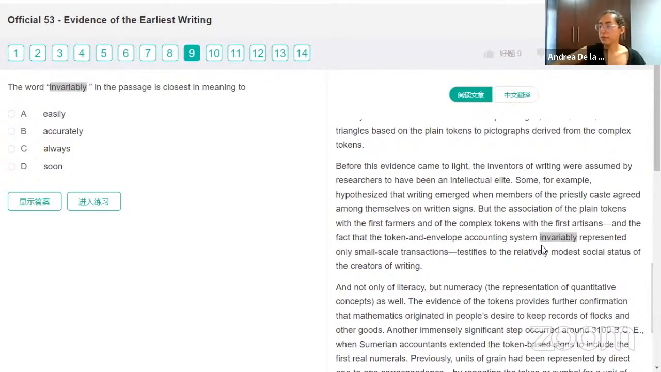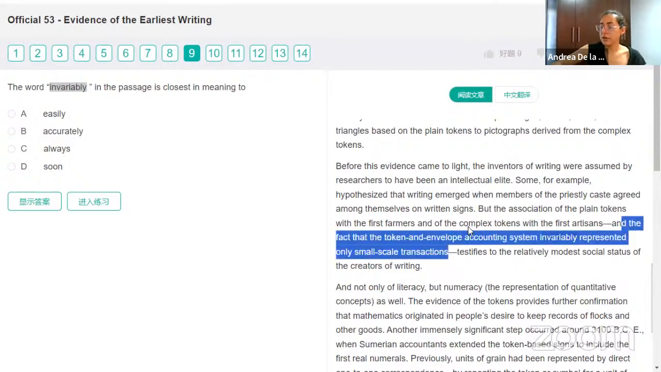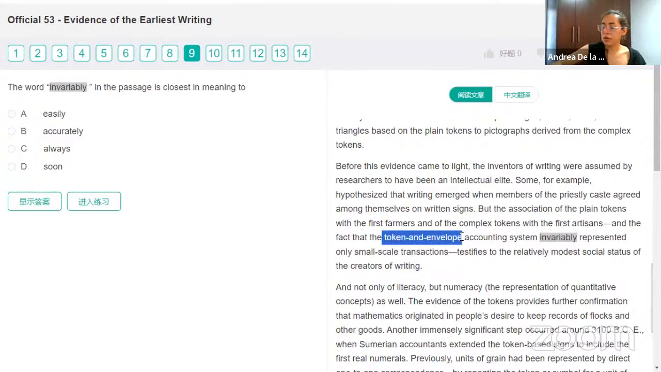Algo que no varía, veamos acá, dice, but the association of the plain tokens with the first farmers and of the complex tokens with the first artisans, okay, and the fact that the token and envelope accounting system invariably represented only small-scale transactions, y el hecho de que este sistema de contaduría de token y envelope, de las fichas y el sobre, invariably represented small-scale transactions. Invariablemente representaba solamente transacciones pequeñas. Entonces sería fácilmente representaba solo variaciones pequeñas.